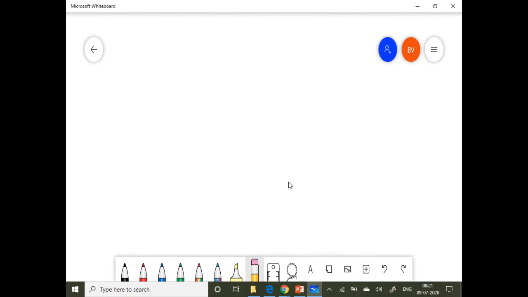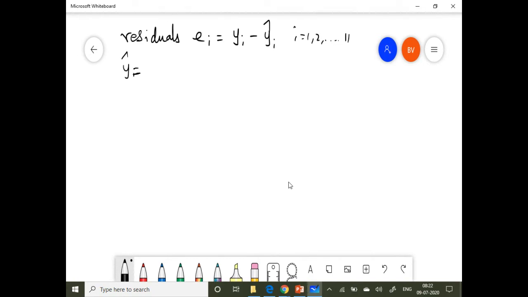Okay. Remember, the residual formula I'm writing. The formula for residuals is ei = yi minus y cap i, where i varies from 1 to 11, since there are 11 data points. What is y cap i? It is from our regression line, y cap, isn't it?